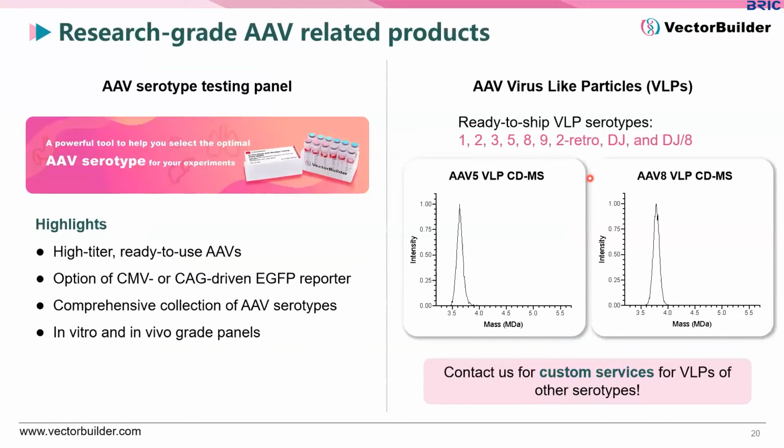About some research grade AAV related products, we have the AAV serotype testing panel, which is very helpful when researchers have a dilemma about which serotype to use. In your research or targeted disease, you have the cells and tissues, but how do you test which serotype has the best efficiency? That's why we have the AAV testing panel, where you can customize which serotypes you want, three or more. It's high titer, ready-to-use AAV. There are also options of different promoters like CMV or CAG driving an eGFP reporter. We can also provide in vitro and in vivo grade based on our customers' requirements.